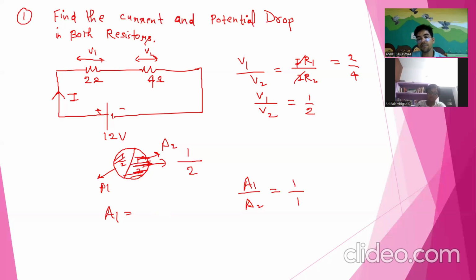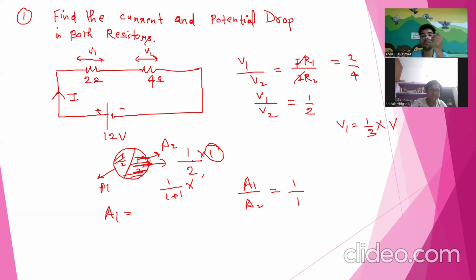In the similar way, if I ask you, V1 by V2 is 1/2, then V1 will be what? 1/3 of total voltage. Is it correct? Here what I am writing, 1 by what? Total part, 1 plus 2. Total area I just take as unity.